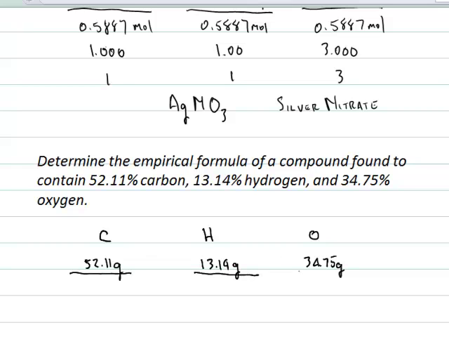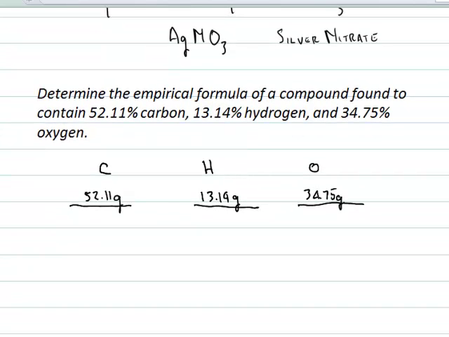Okay, and now, again, to convert these to molar amounts, we have to divide each of these by the molar mass of the element. So carbon is 12.0107 grams per mole. Hydrogen is 1.00794 grams per mole, and oxygen is 15.9994 grams per mole.